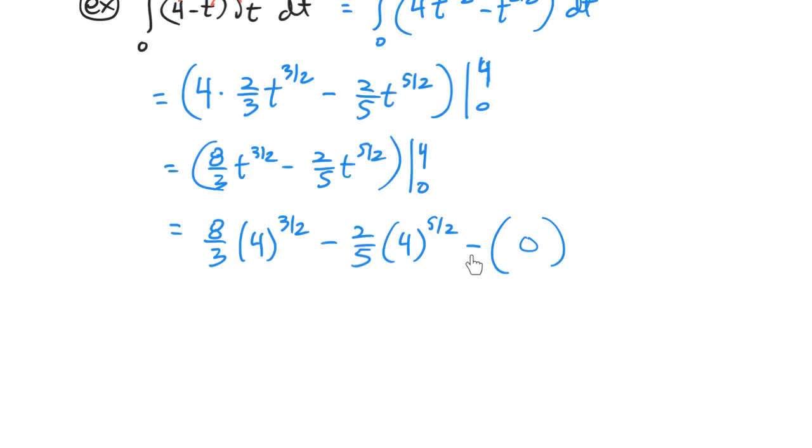So I'm putting this just so we don't forget. This is f of b minus f of a. When I plug a 0 in here, I get 0 minus 0, which is just 0. So we mainly just have to worry about this.